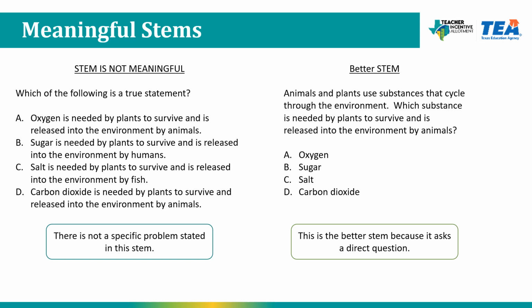It's too general. In contrast, a better STEM focuses on a direct question. Animals and plants use substances that cycle through the environment. Which substance is needed by plants to survive and is released into the environments by animals? This precise question about carbon dioxide allows for a clear assessment of whether students grasp this concept.